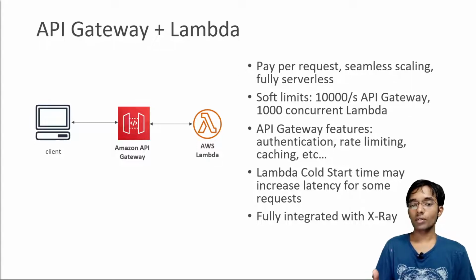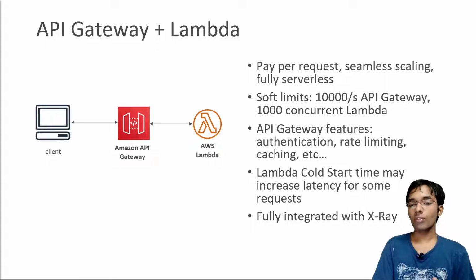Otherwise, the one that is more known is API Gateway plus Lambda. The previous one was ECS plus Lambda, which is lesser known, but API Gateway plus Lambda is more known. This is when you have API Gateway and Lambda working together, in which case you pay per request, get seamless scaling, and it's fully serverless. You need to be aware of soft limits like 10,000 requests per second on your API Gateway and 1,000 concurrent executions. But both of these are soft limits, and you can increase them by contacting AWS support.